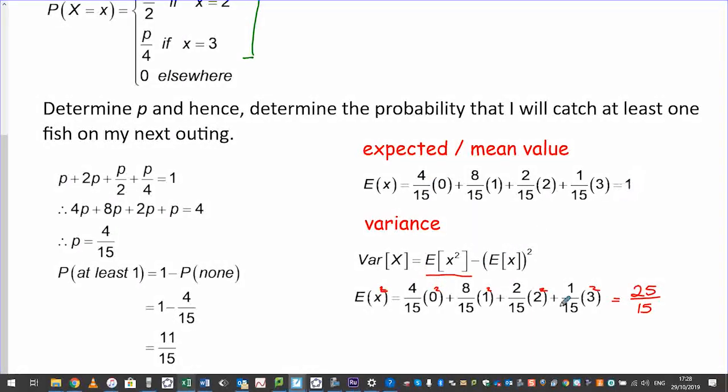Then we need to take away E of X all squared. So we take away 1 squared, which is 1. Our final answer for the variance of this distribution is going to be 25/15 minus 1 squared, or minus 1. So in other words, just 10/15, or 2/3. That would be the variance. As I said, it's a measure of spread, but we don't actually really do anything with it.